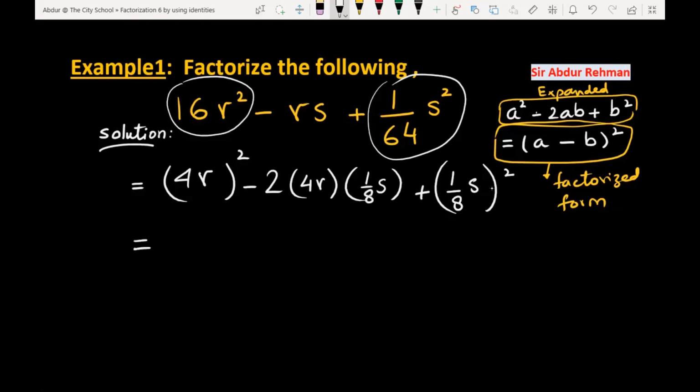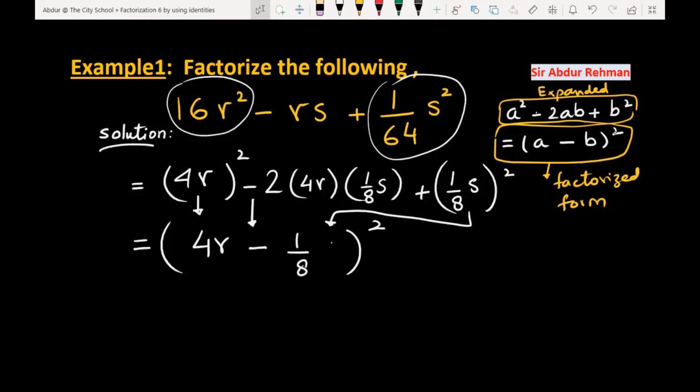Now, a square minus 2ab plus b square is a minus b whole square. A was 4r, so I'm going to write 4r here. Copy the sign, minus, and b was 1 over 8s. Simple. The 16r square minus rs plus 1 over 64s square is now factorized. So move on to example number 2.